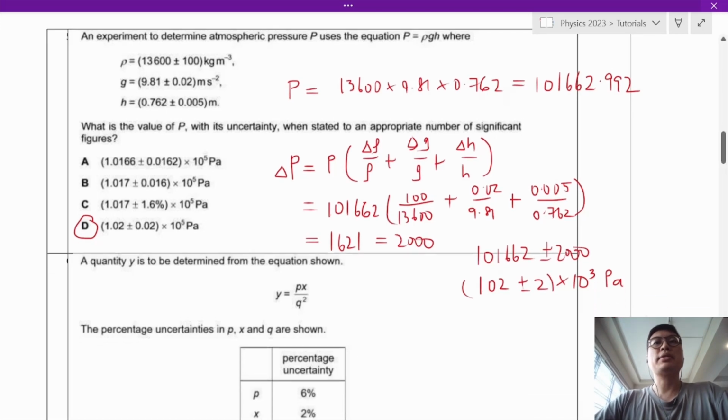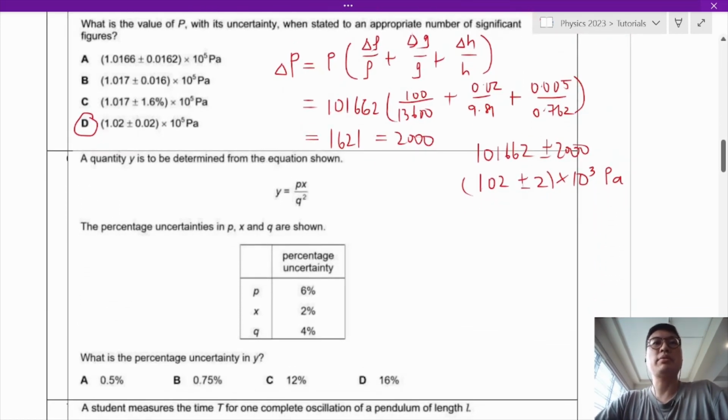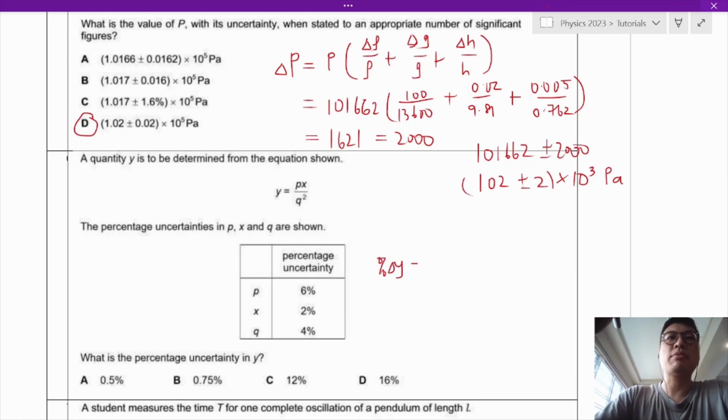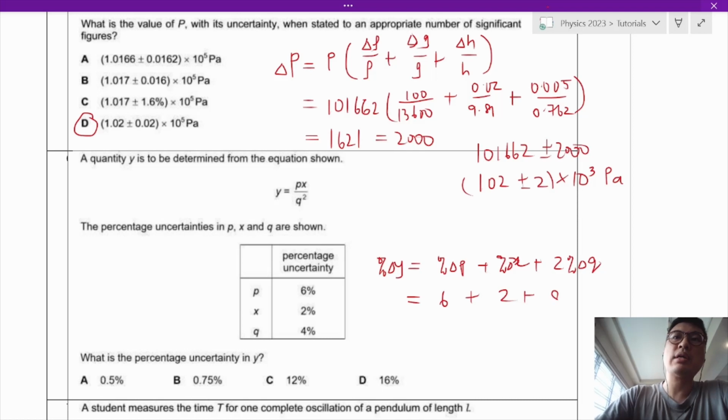Now let's take a look at question 6. A quantity is determined from the equation shown. Percentage uncertainties in P, X, and Q are shown. Without even thinking about it, the percentage uncertainty in Y will be the percentage uncertainty in P plus percentage uncertainty in X plus 2 times the percentage uncertainty in Q. So that will be 6 plus 2 plus 8%, and that will be 16%.